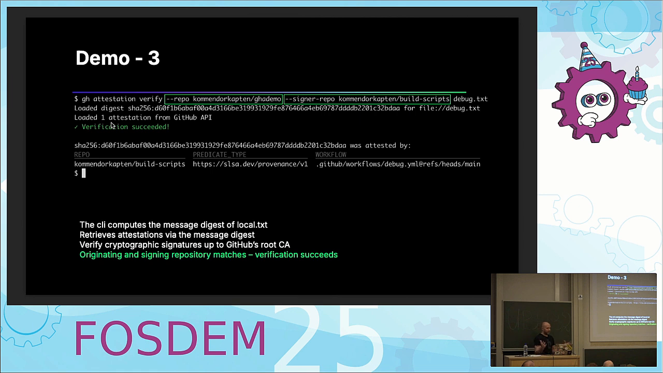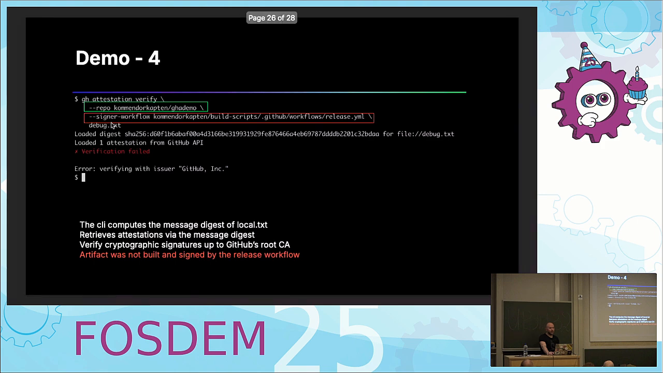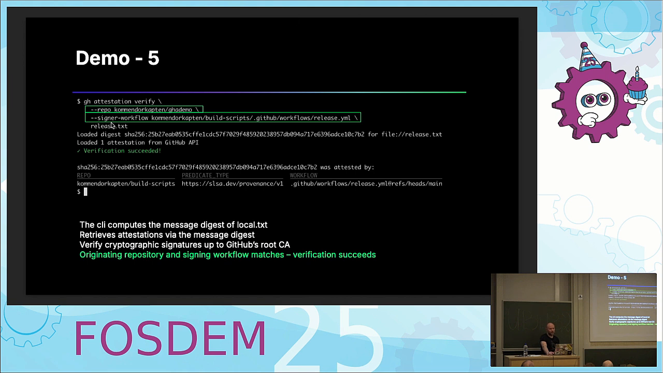we need to be very explicit that the artifact has to originate from one repository, but it should be signed by another repository. In this case, I'm just saying any workflow in this repository is good. If you try to verify with the release workflow for the debug artifact, it's of course failing because that's not the workflow used. If you're using the release artifact, it of course passes. So this is just showing that you need to think about the signer identity.